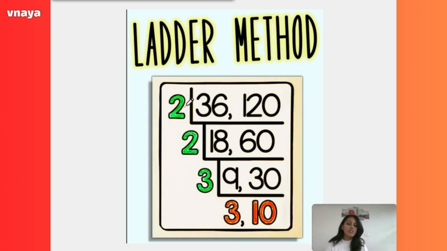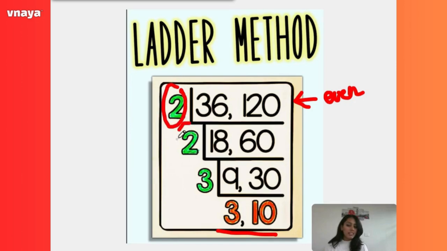So, right here, we see 36 and 120 are both divisible by the smallest prime number, 2, because both are even numbers, right? So we start dividing, and that gives us 18 and 60. Again, 18 and 60 are both divisible by 2, which gives us 9 and 30. And again then 3, it goes 3 and 10. Can we divide 3 and 10 evenly by any number? No, we can't.